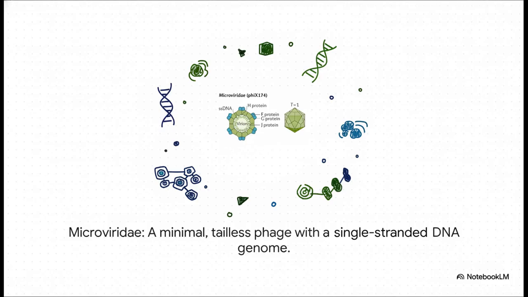Their small size is also reflected in their genome. They carry single-stranded DNA, which is a big change from the double-stranded DNA we saw in most of the tailed phages. It's a perfect example of viral minimalism, just pure efficiency.